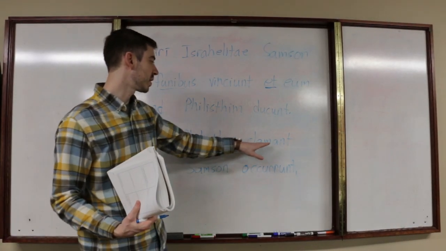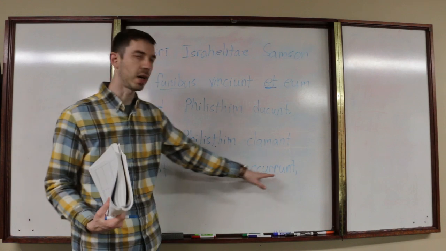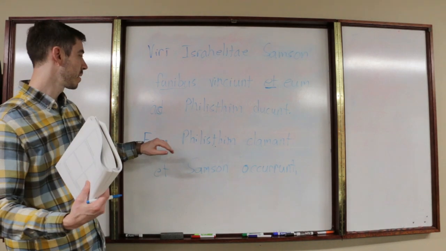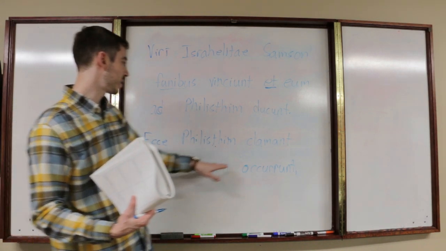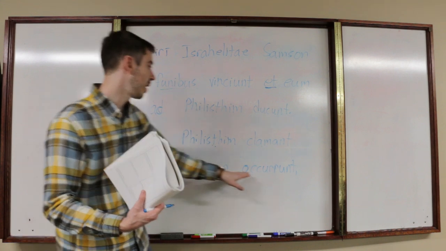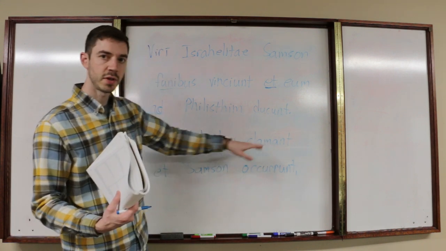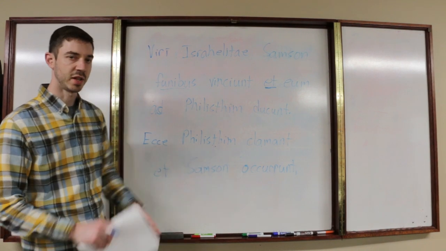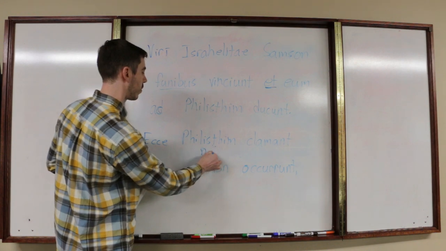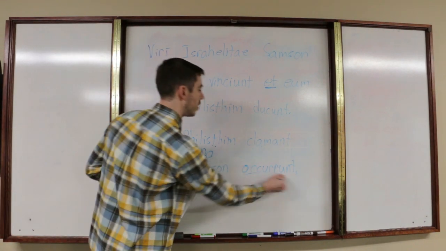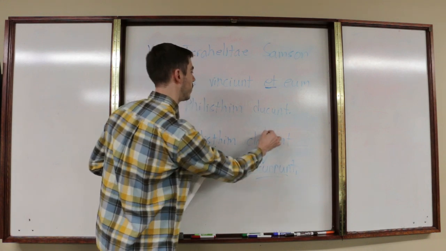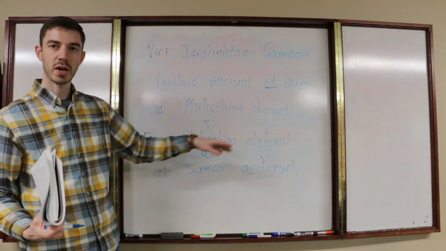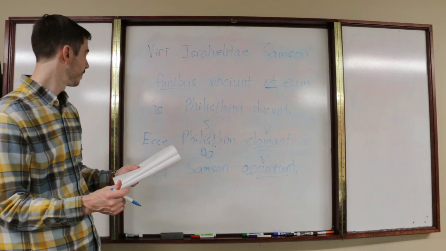Eke Philistim clamant et Samson occurrent. So here's our special word again. Eke, behold, the Philistines, they do what? They clamant et occurrent. They shout and they rush upon, who do they rush upon? Samson. So Samson would be our direct object. Here's our verbs. Verb, verb, and here's our subject. So the Philistines, they shout and they rush upon Samson.